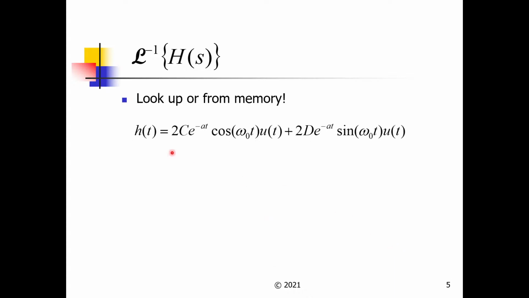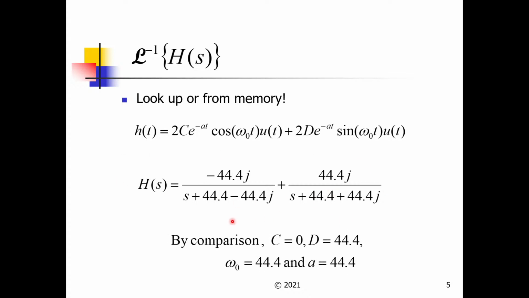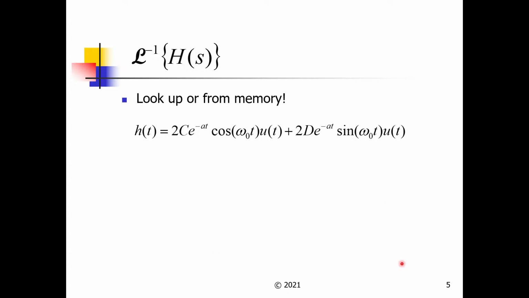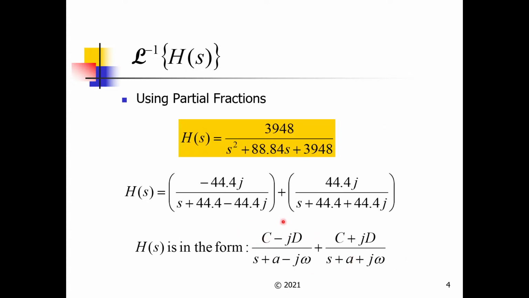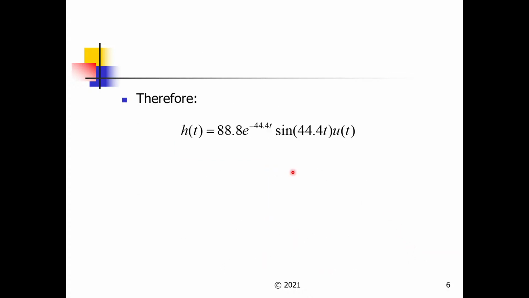So in using that Laplace transform, we get h of t in this form here. And we have our H of s in partial fraction form here. So we can just compare. We just see that c here is going to be 0, d is equal to 44.4, omega naught was 44.4 as required, and a was 44.4. So we can just do the substitution here for h of t. And we get h of t immediately from using that Laplace transform representation.